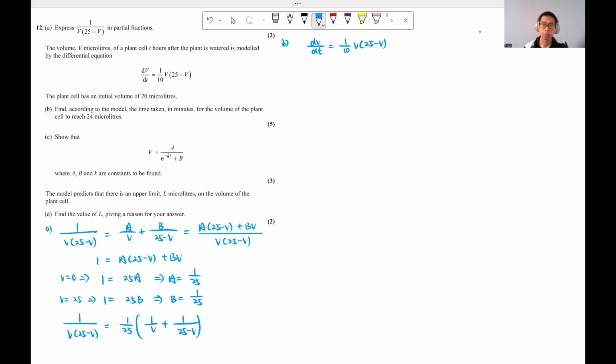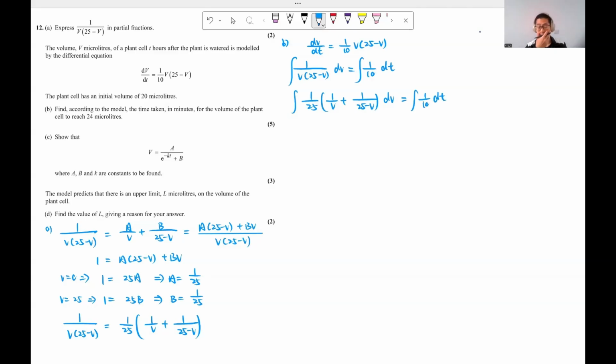So I will divide by V and then 25 minus V for both sides. That would be 1 over V times 25 minus V. And then I will times by dt for both sides. So that would be 1 over 10 dt. And then we integrate it for both sides. So then 1 over V times 25 minus V is just the same as 1 over 25, and then 1 over V plus 1 over 25 minus V dV is equal to the integral of 1 over 10 dt.